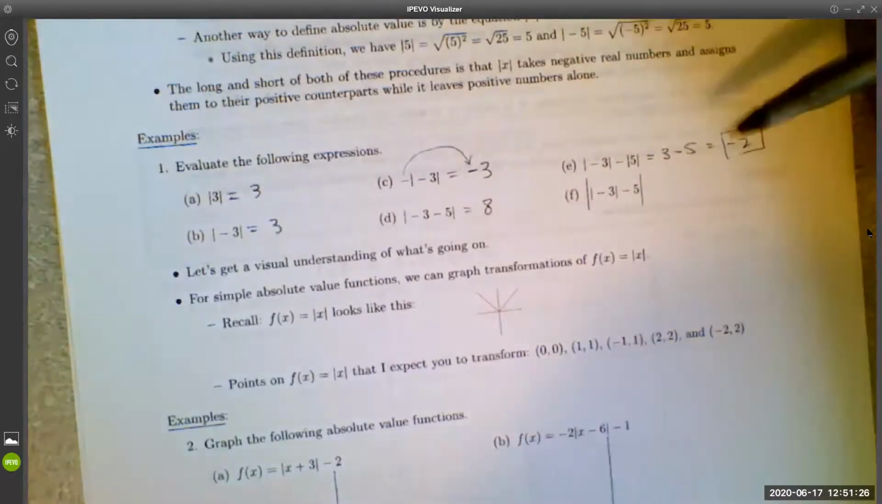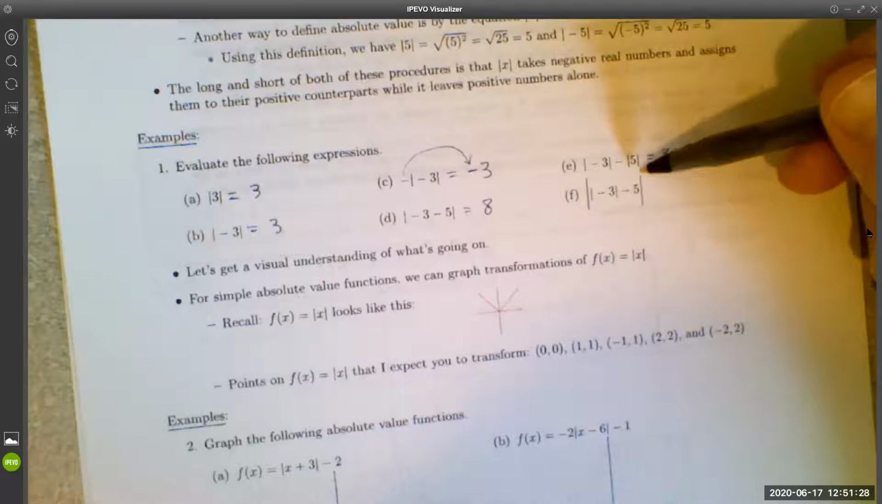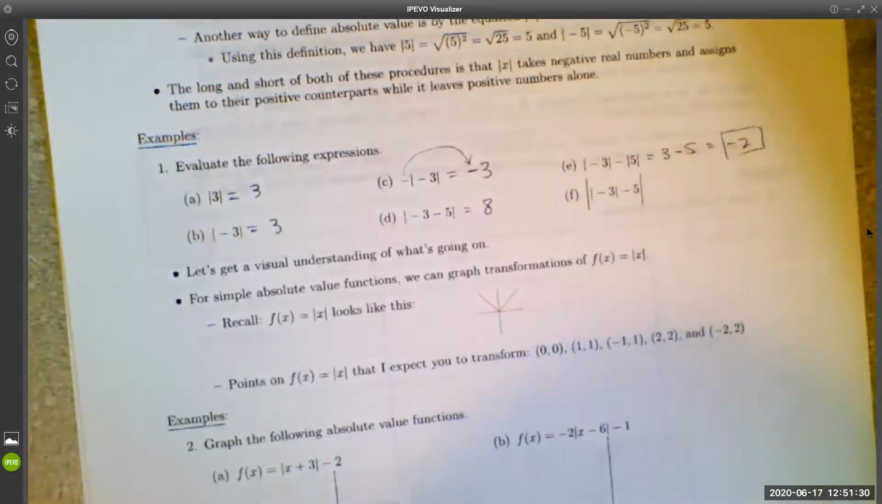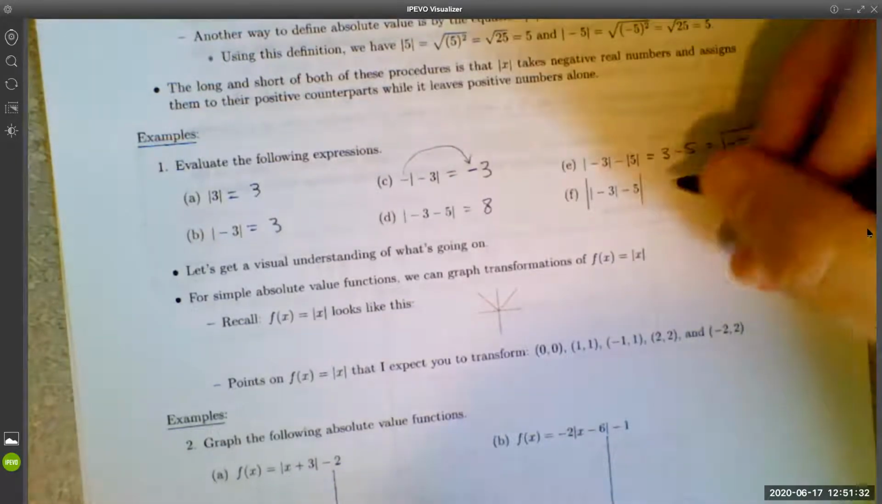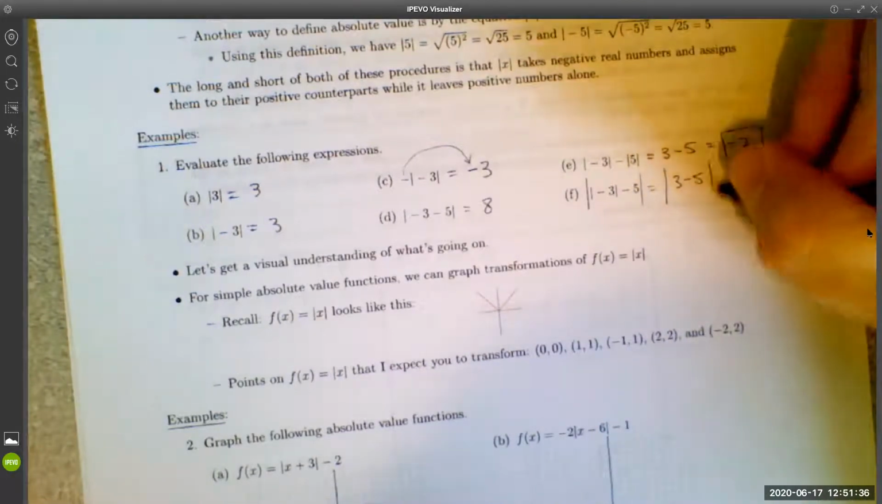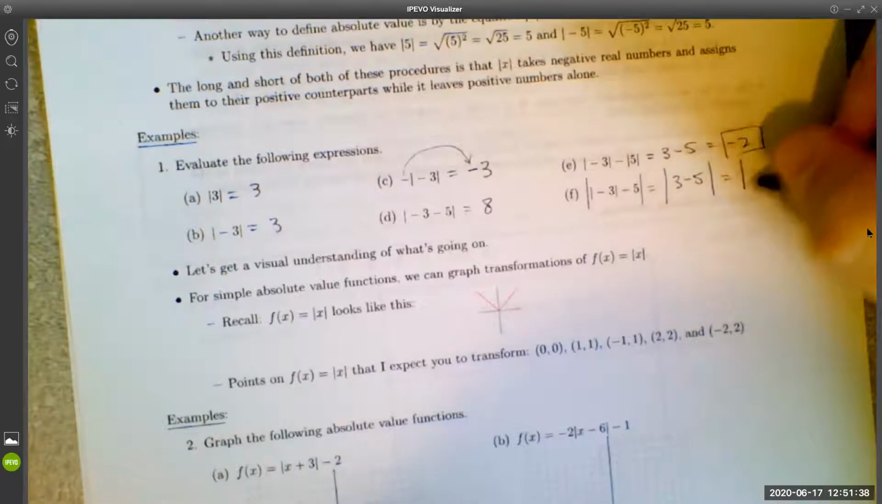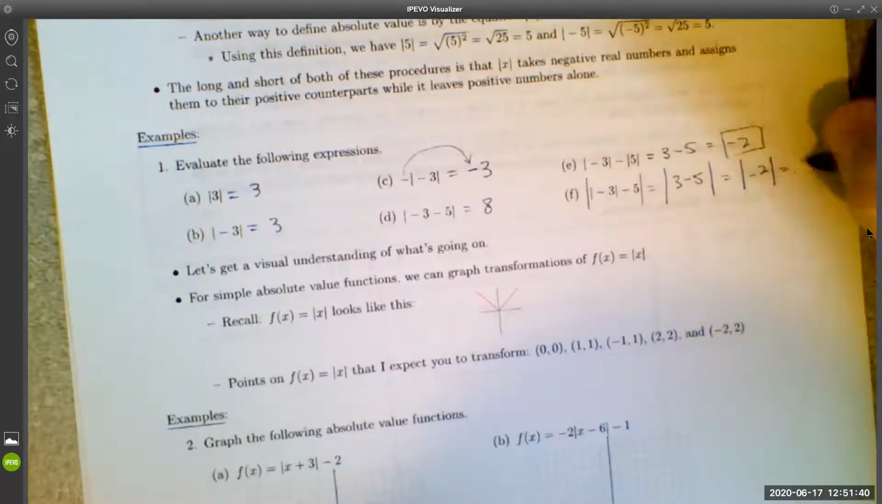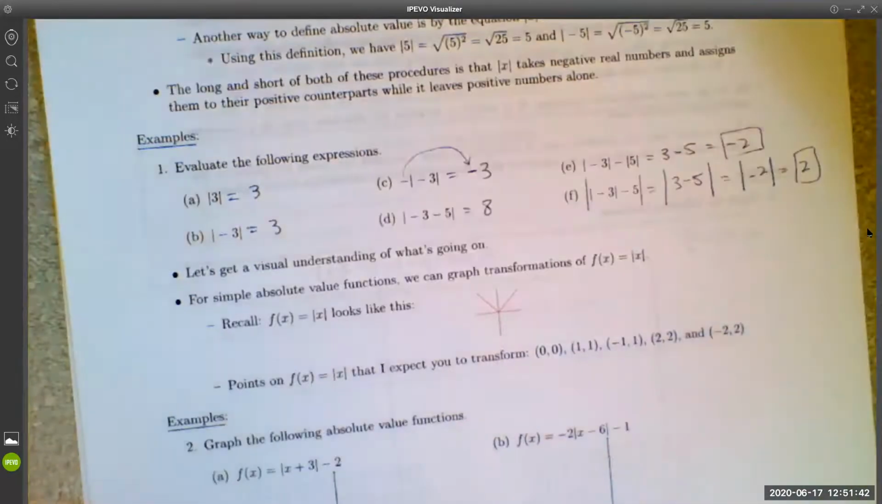And then part F is the same thing as part E, but just with a bigger set of absolute values, like a double set of absolute values, I guess. So this thing would be the absolute value of 3 minus 5, which is going to be the absolute value of -2, which is going to be +2. Okay. So that's the idea behind absolute values.